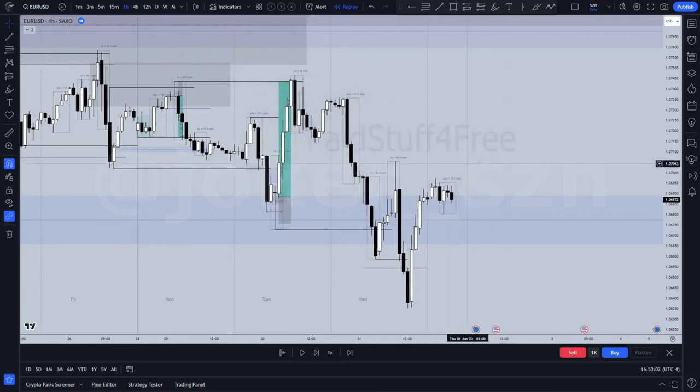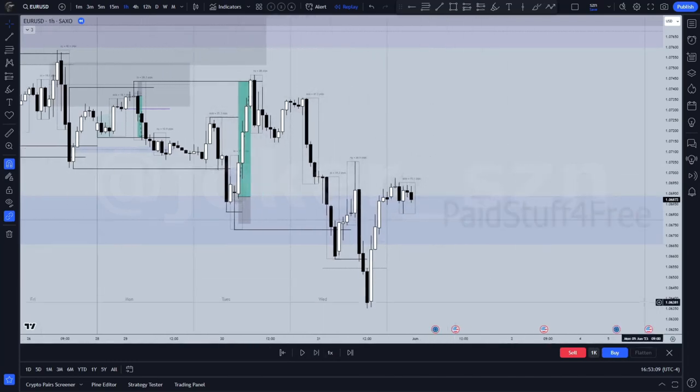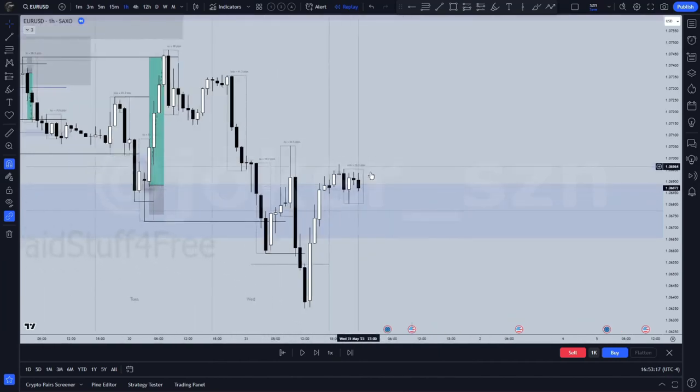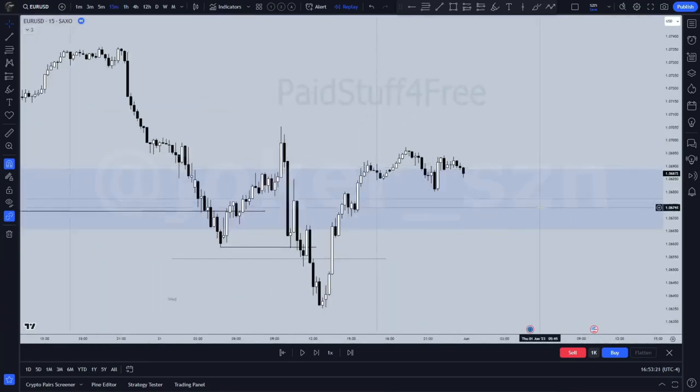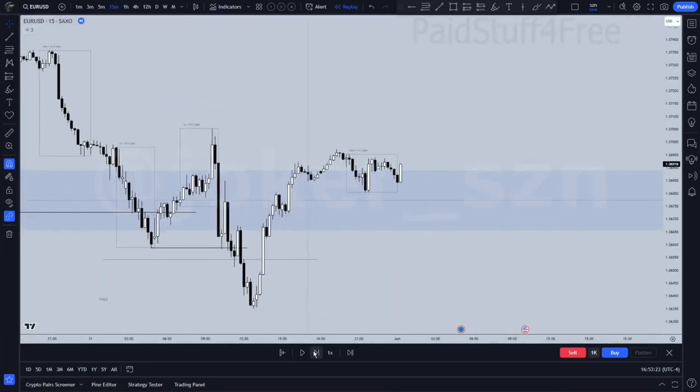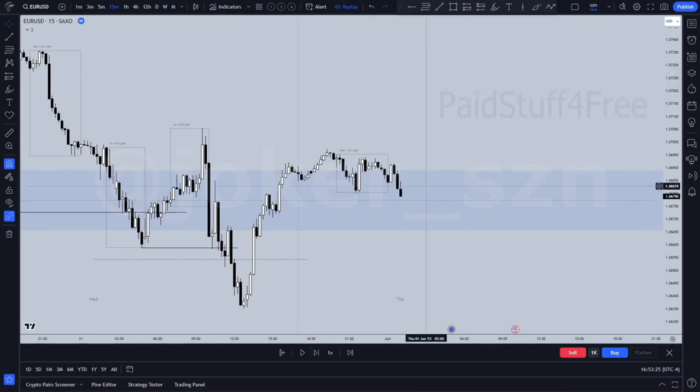So now we have Thursday. On Thursday, ahead of NFP, we want to keep our expectations low, right? It can be a consolidation profile, so we want to be really careful on this day. We go again on the M15 and wait for the London session, right? We see Asia has been consolidating, so we can expect some sort of expansion during London.